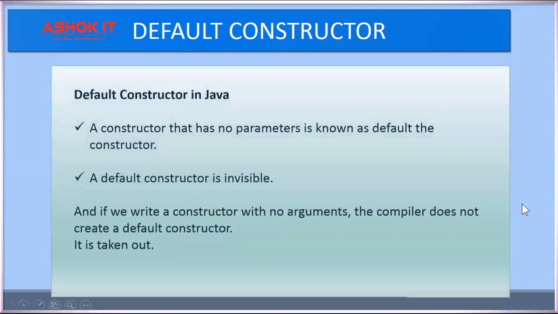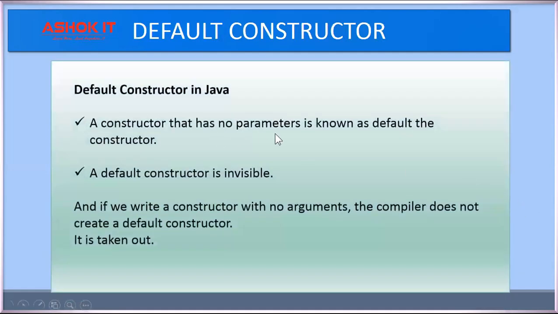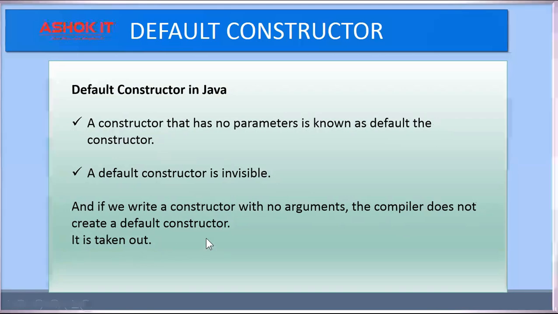The default constructor has no parameters and is also known as the no-argument constructor. A constructor that has no parameters is known as a default constructor, and it is invisible. By default, it is present internally, but if we write a constructor with no arguments in the program, then the compiler does not create a default constructor. It is replaced by the one which we create.